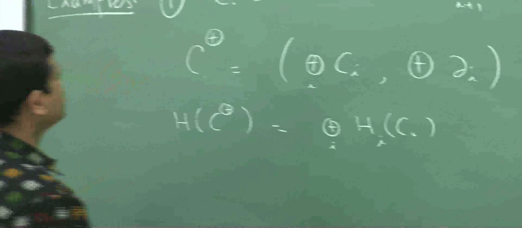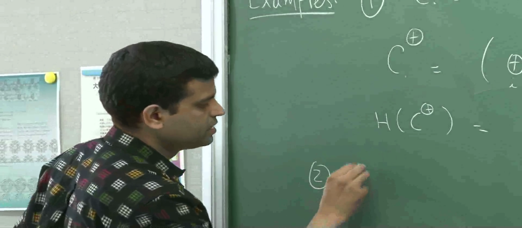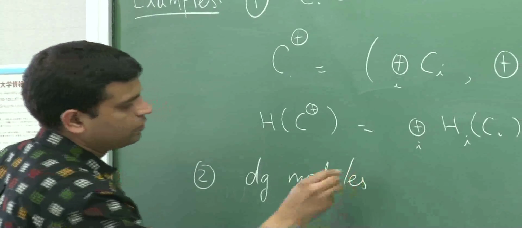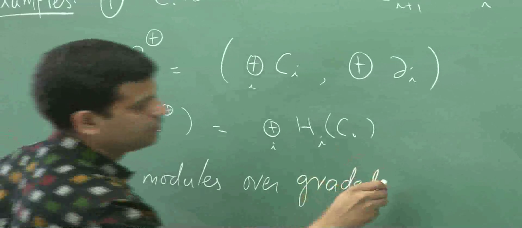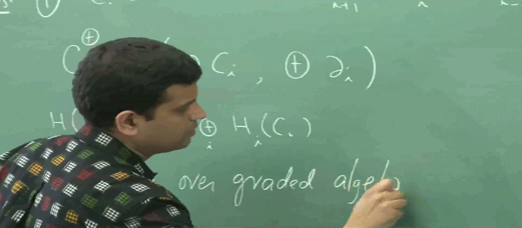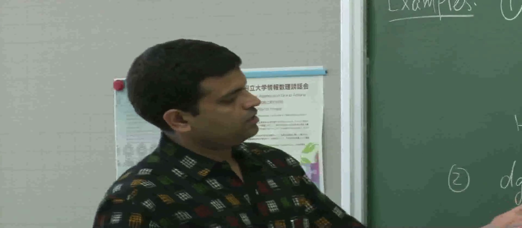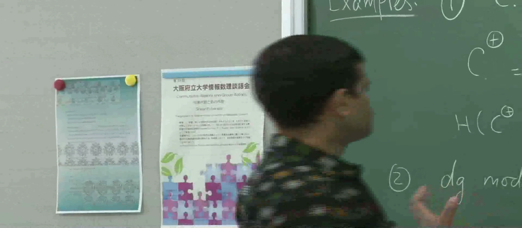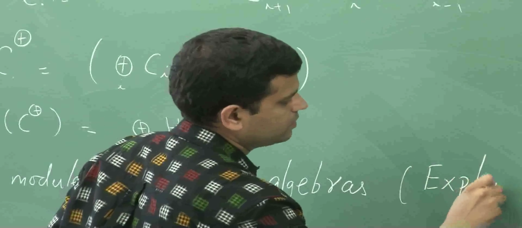A second source of examples is, and I've said this twice already, DG modules for graded algebras. Now let me postpone explaining this to the very end of the lecture. This example is quite important for the next lecture, but not so much for today. I don't want to introduce notation and explain now, so I'll explain later.